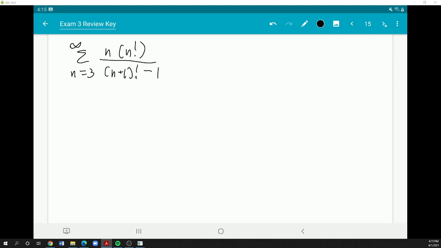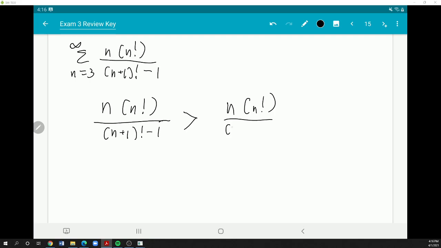So I kind of question. But one thing we can do is compare it to an easier series, n times n factorial over n plus 1 factorial. I'm doing this because in my mind I'm looking at this and it looks like these terms don't go to 0. But let's go ahead and put that to the test. I have minus 1, so this is bigger than if I just did this and didn't subtract 1 on the bottom.